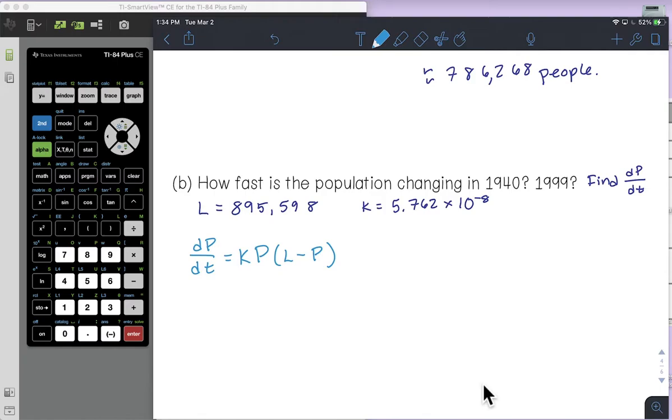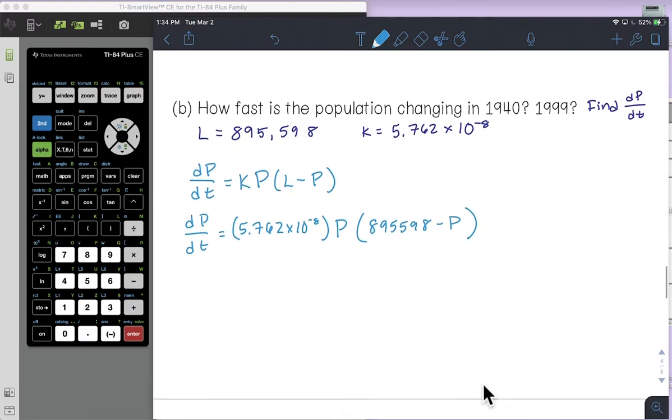So we know what those are. I have those values stored in my calculator, but if you want to write it out, we have 5.762 times 10 to the negative 8th. Now you probably see why I stored that. Times 895,598 minus P. So we need to know the P values in order to find these quantities.